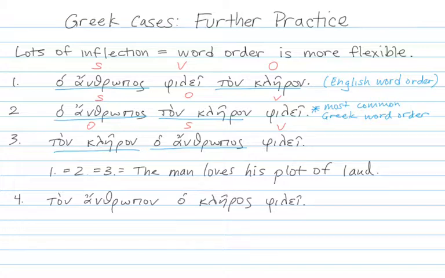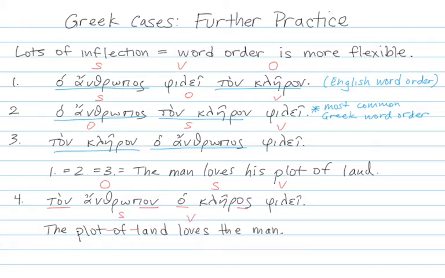So in the last example, ton anthropon ho kleros phile, take a second to think about what it means. Ton anthropon, with the definite article ton and the ending on, must be the direct object. Ho kleros, with the definite article ho and the ending os, must be the subject, and phile is the verb. So the English translation, we take the subject first, the plot of land, subject, loves, verb, the man, object.